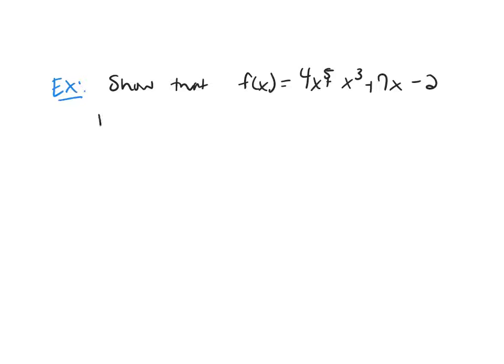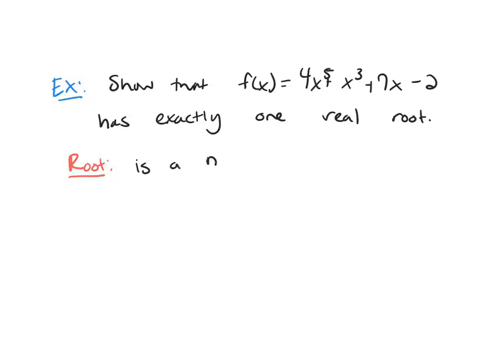So let's look at the following example. Let's show that the function f of x, 4x to the fifth plus x cubed plus 7x minus 2, has exactly one real root. So the first thing we need to go over is exactly what does it mean to have a root. A root is a number c, such that when you plug it into your function, you get 0.